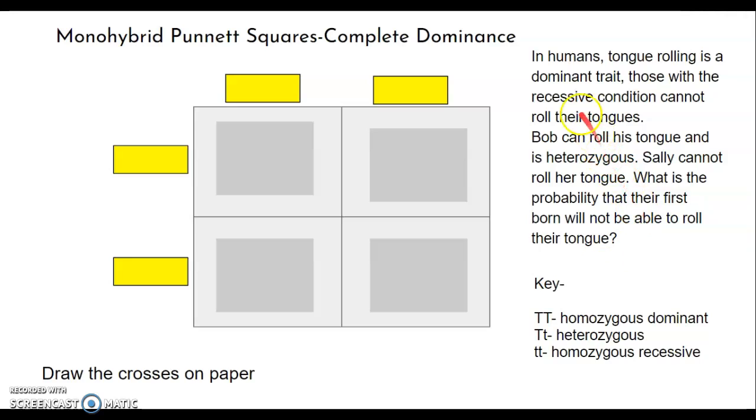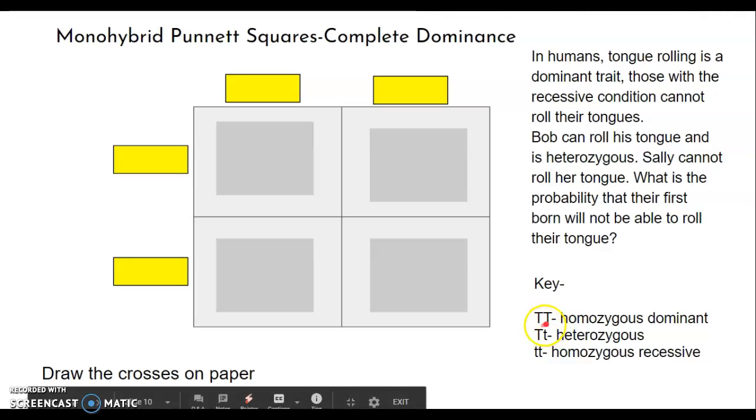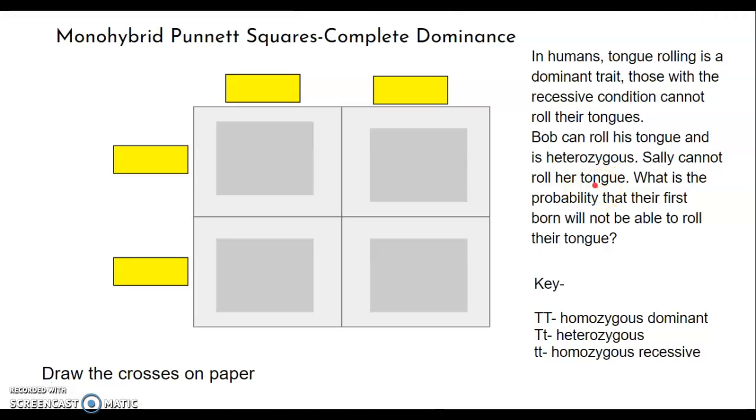So we have to talk about what's important here, and we want to get to the parents. Bob can roll his tongue. Okay, so we know tongue rolling is going to be dominant. So Bob is either going to be capital T, or lowercase, capital and lowercase. Sally cannot. So we know what her genotype is going to be right away. I like to sometimes encourage you to underline the key important things. So I just want to point out, it does tell you here, Bob is heterozygous.